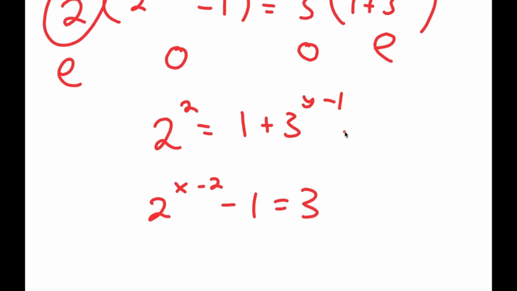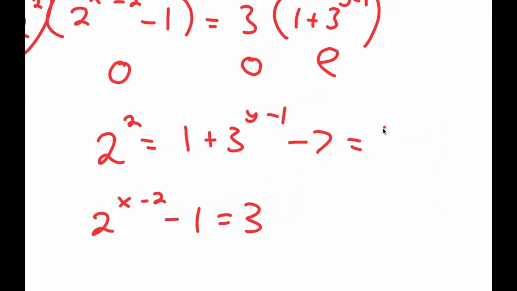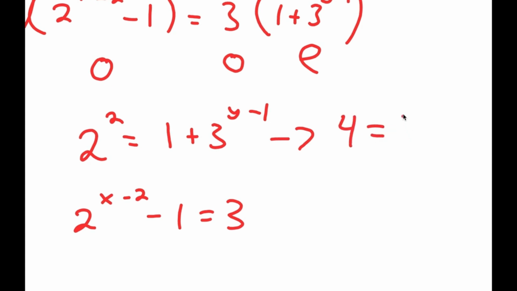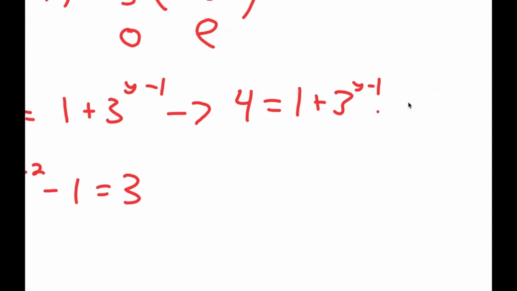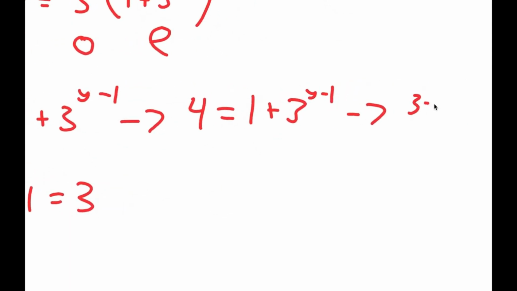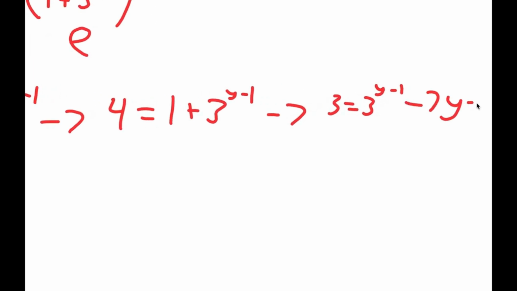So let's first start with this equation. This is going to equal 4 is equal to 1 plus 3 to the power of y minus 1. And this means that 3 is equal to 3 to the power of y minus 1, meaning y is equal to 2.